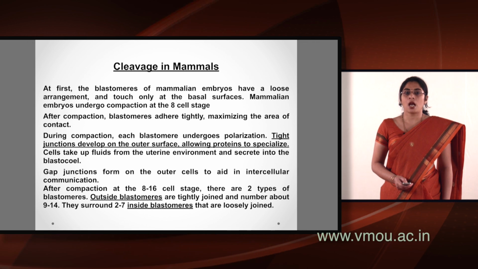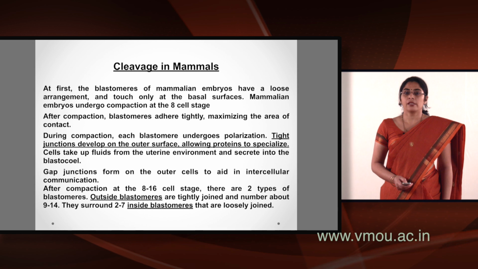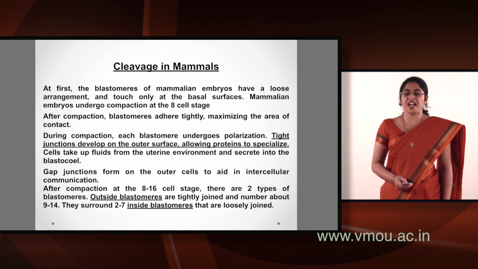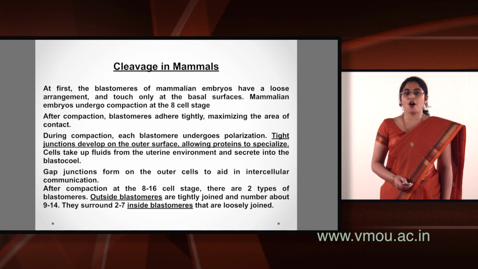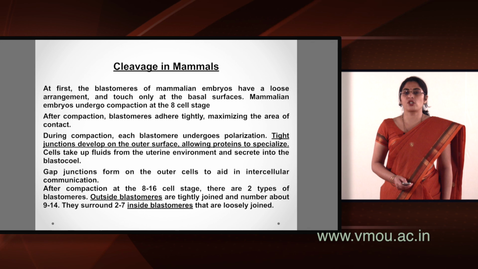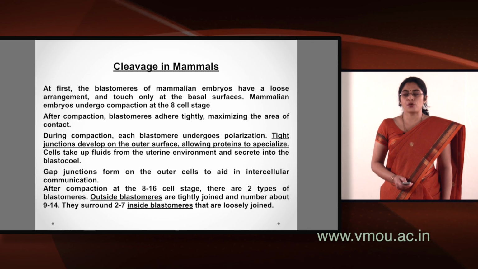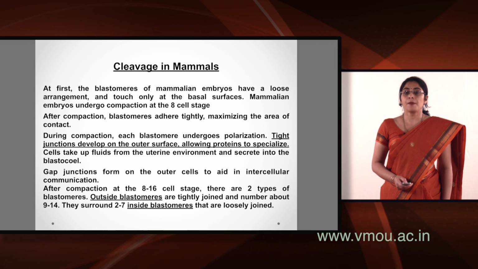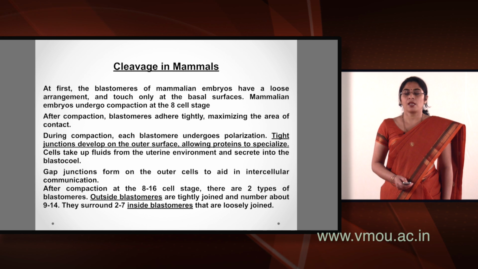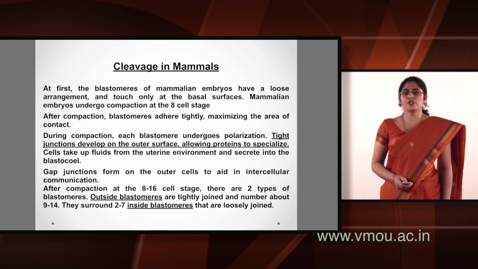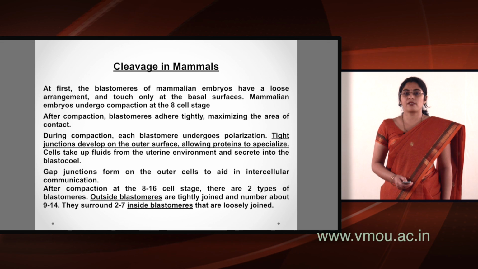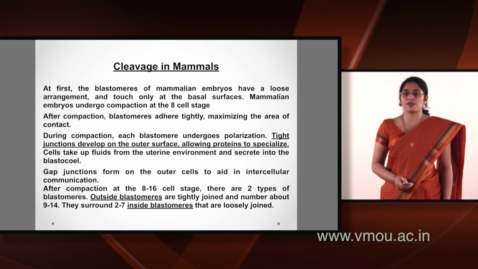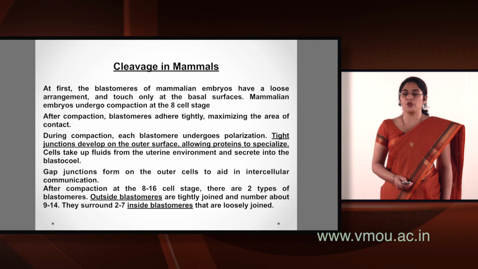Mammalian embryos undergo compaction at the 8 cell stage. After compaction, blastomeres adhere tightly, maximizing the area of contact. During compaction, each blastomere undergoes polarization. Tight junctions develop on the outer surface, allowing proteins to specialize. Cells take up fluids from the uterine environment and secrete them into the blastocoel. Gap junctions form on the outer cells to aid in intercellular communication.